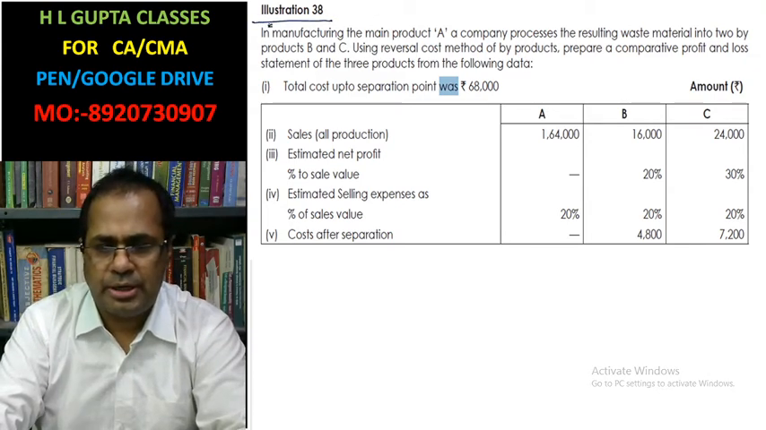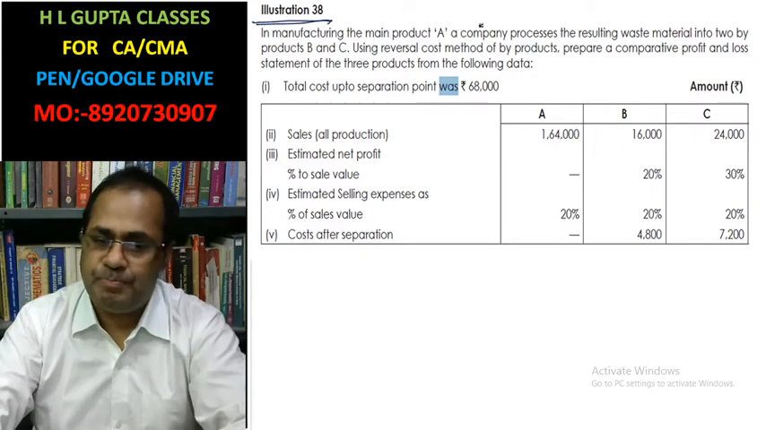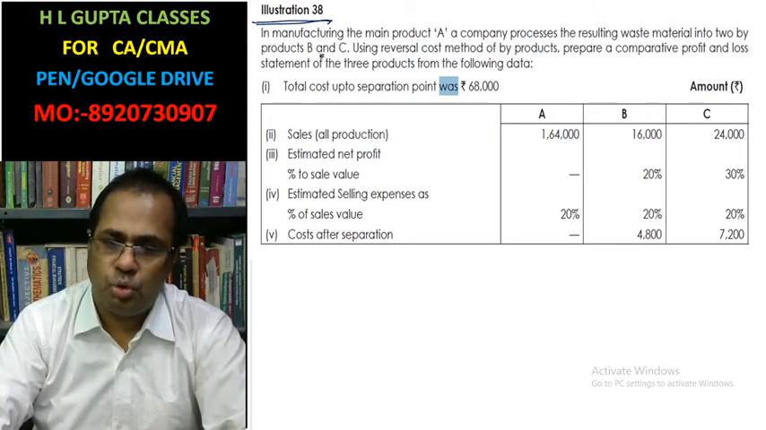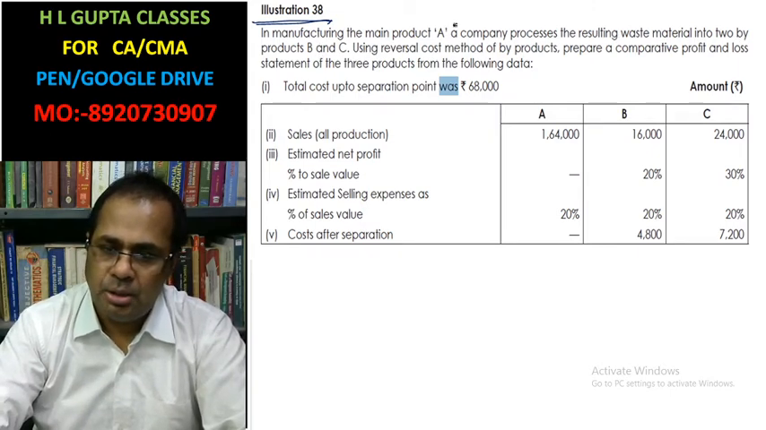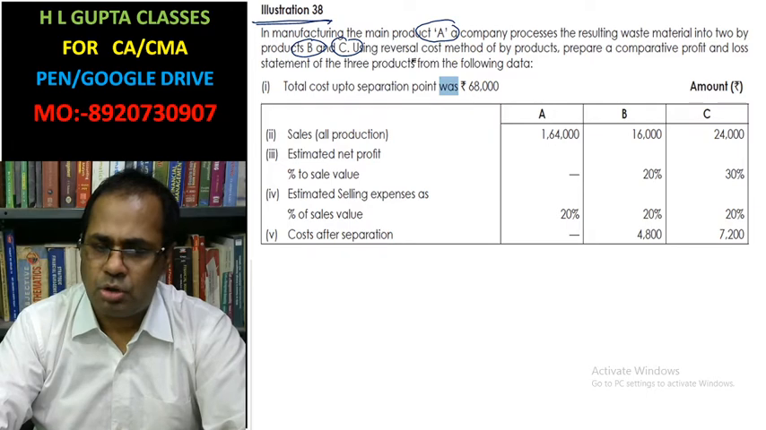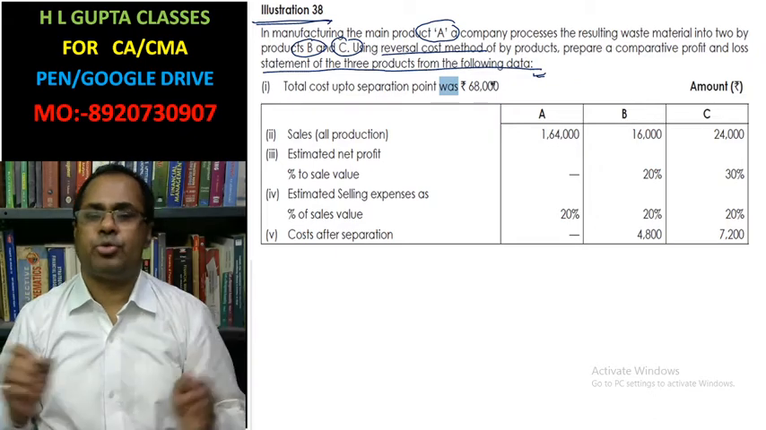Illustration 38. In manufacturing the main product A, the company processes the resulting waste material into the two byproducts B and C. Main product A and byproducts B and C using the reversal cost method. This is the reversal cost method. Prepare the comparative profit and loss statement of the three products from the following data. You need to calculate the profit and loss statement.